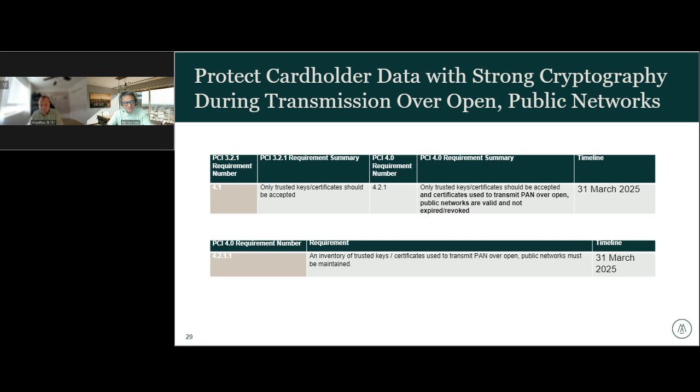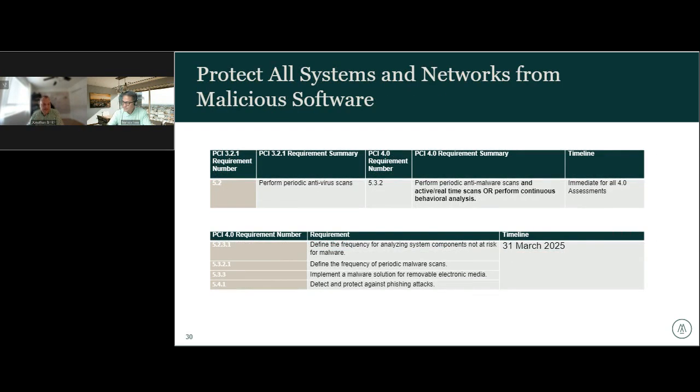And then a new one, this is a good one that we pointed out, 4.2.1.1. You have to make sure you always have an up-to-date inventory of trusted keys and certificates to transmit PAN over open and public networks, right? That's obvious, right? You don't want to have a list of keys that are not very good, and even if you encrypt using these keys, they may not be good enough. Okay, over to you. Great, thanks, Francis.